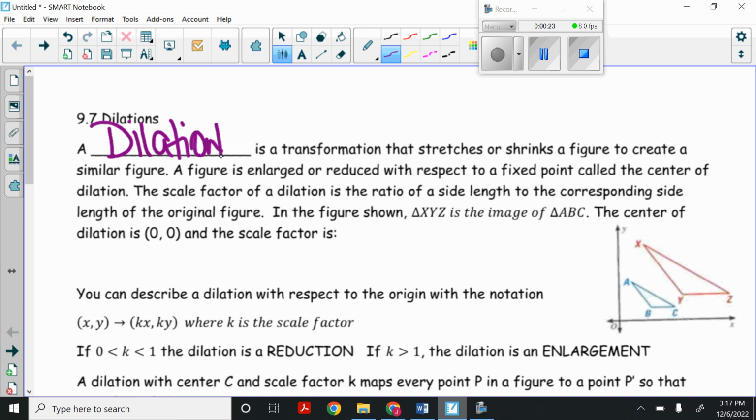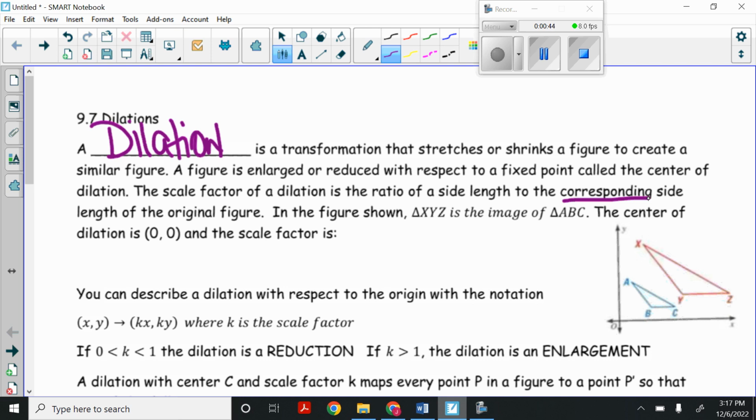A figure is enlarged or reduced with respect to a fixed point called the center of dilation. The scale factor of a dilation is the ratio of a side length to the corresponding side length of the original figure. Remember that corresponding means sits in the same spot.